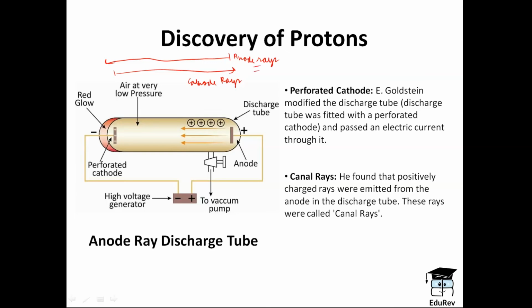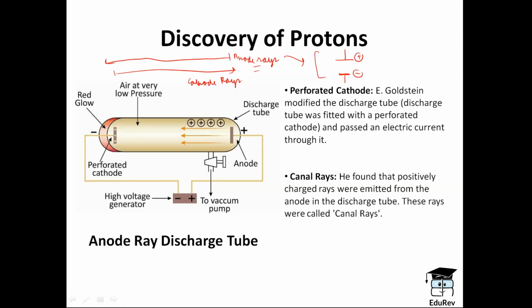Again, experiments were done to determine the characteristics of these anode rays. One experiment was that when an electric field was applied perpendicular to the direction of these rays, deflection was observed. This positive and negative represents electric plates here. Positive charge electric plate and negative charge electric plate, and an electric field is established inside it.